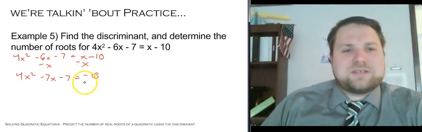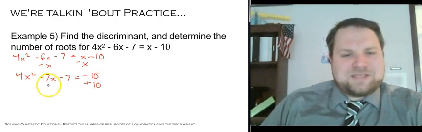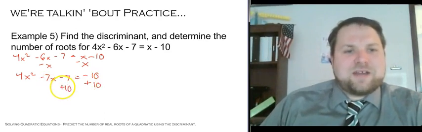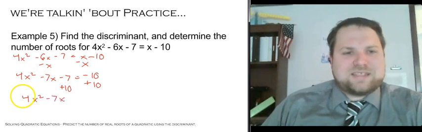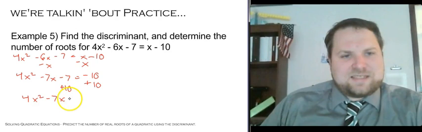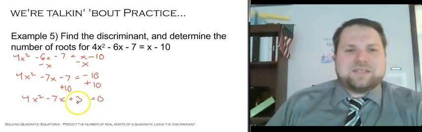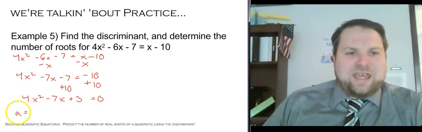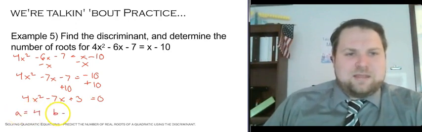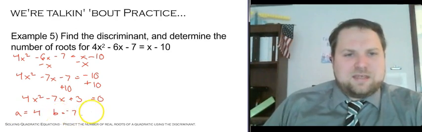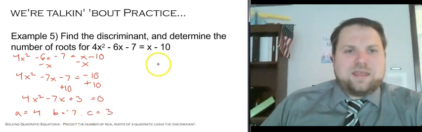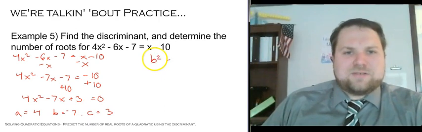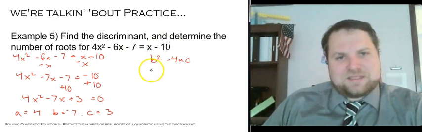This still isn't equal to 0, so I'm going to make it equal to 0 by getting rid of the 10, and remember I can only combine like terms. So now I end up with 4x squared minus 7x, and then negative 7 plus 10 would be positive 3. Now it's equal to 0. I can identify A, B, and C. And now I can go ahead and calculate my discriminant just as before. So the only trick here is that I have to get it equal to 0.